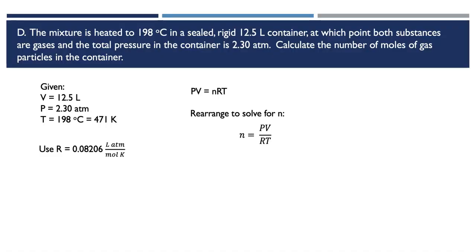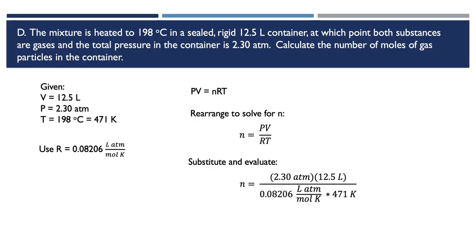We do want to make sure that we use the appropriate R value. I have a pressure in atmospheres. I want to use an R value that involves atmospheres. So that's the 0.08206 liters times atmospheres per mole per Kelvin. If I don't use the right value for R, I'm not going to get the right answer. I can then substitute and evaluate because I know everything to put in. I know P, V, R, and T. I can put those numbers in, and I get an answer of 0.744 moles. I do report my answer with 3 sig figs.